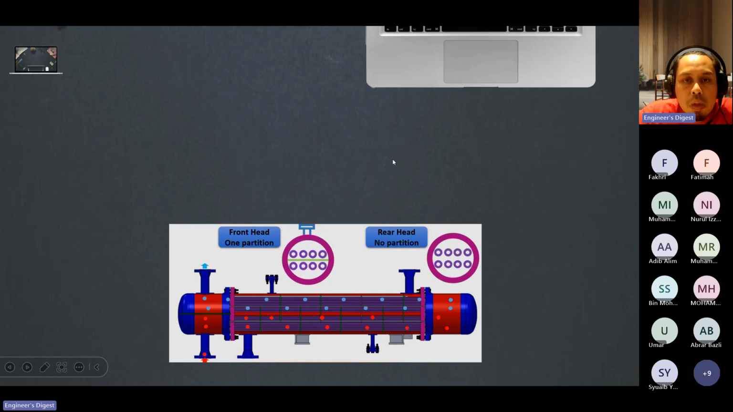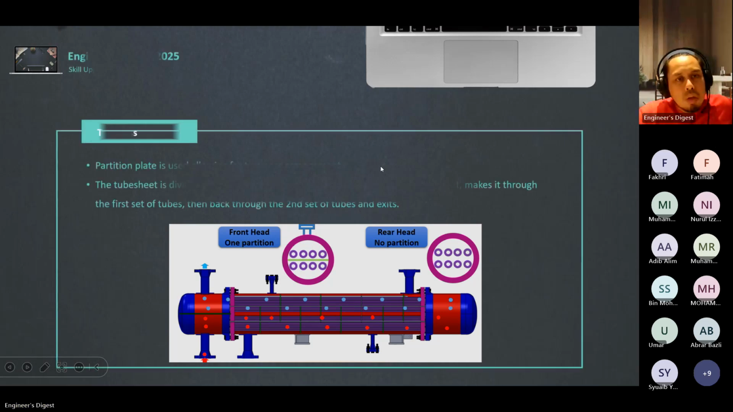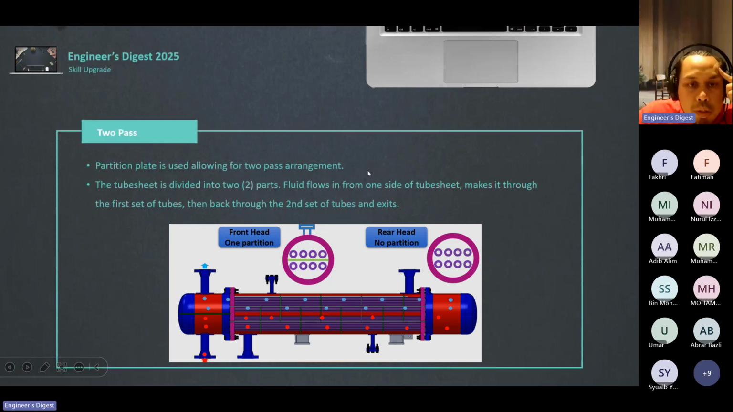Aeroplane block. Okay, this is two pass. What does it mean by two pass? Two pass means that this fluid enters the bonnet on the tube side. It goes to the tube, goes to the rear end, goes back again, and goes out. So you'll see that there is one pass partition here, one pass partition here. This is two pass. Okay, partition plate is used, allowing for two pass arrangement.